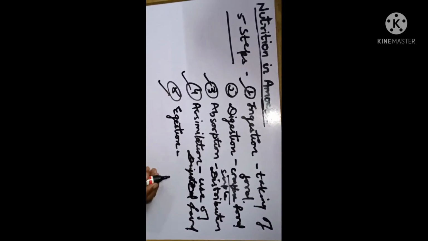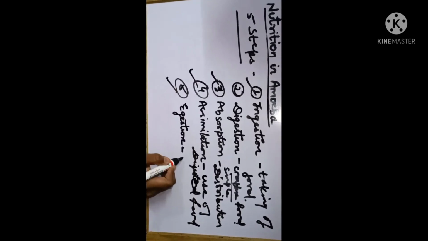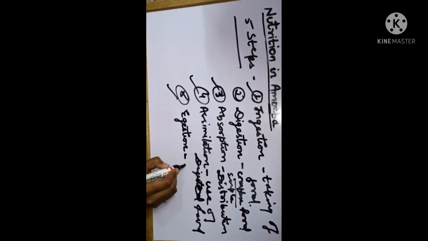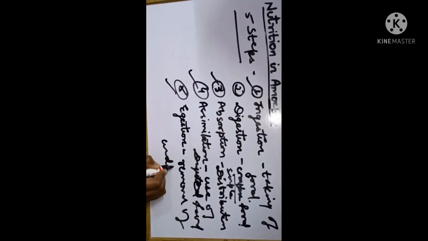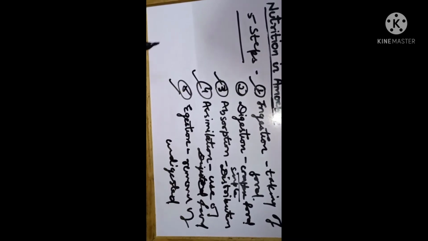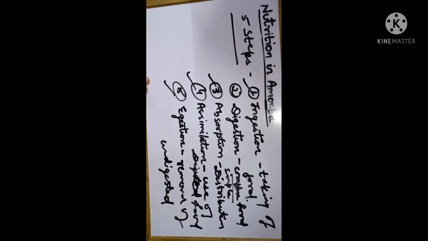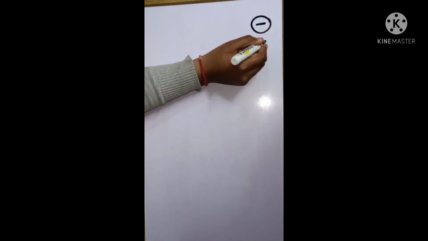Egestion. There is some kind of waste which is produced along with the digestion. So egestion is the process of removal of undigested food that is produced after the completion of the whole process of nutrition. Now let us discuss all the 5 processes in detail.